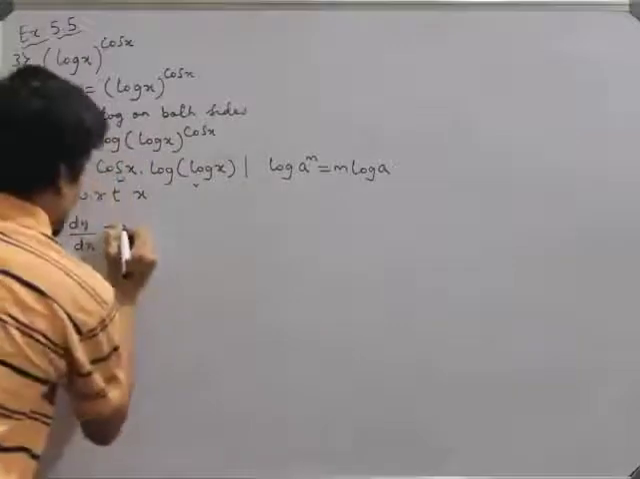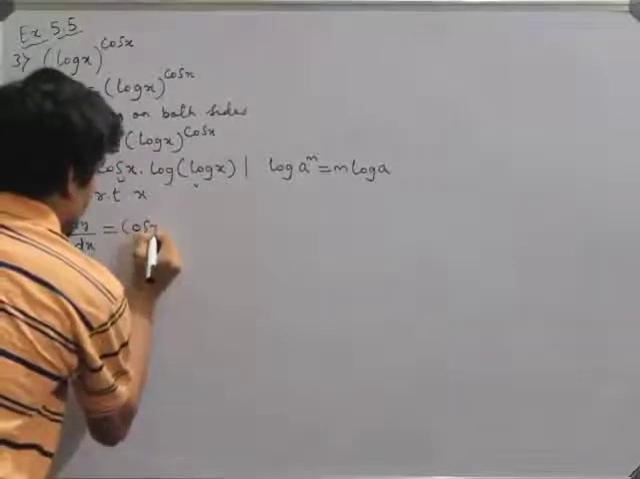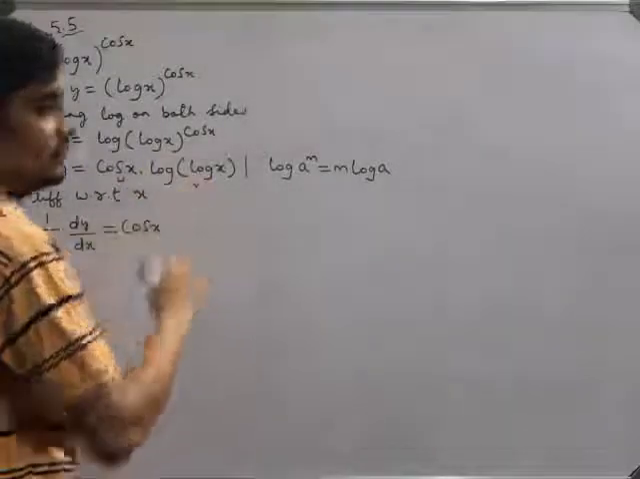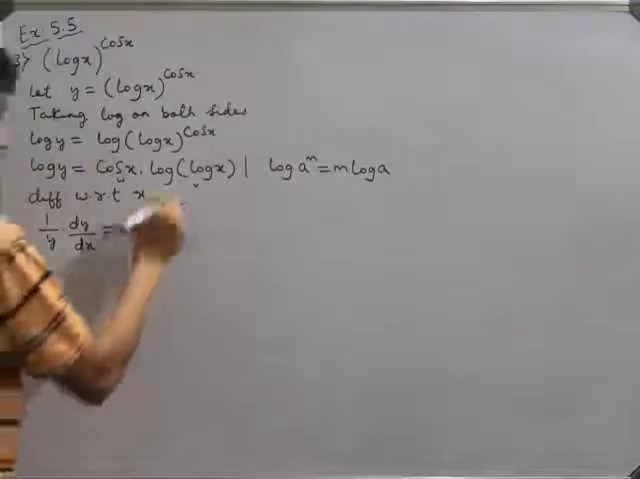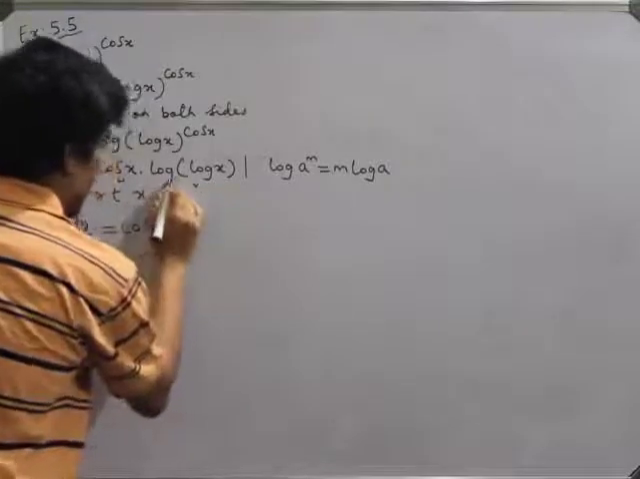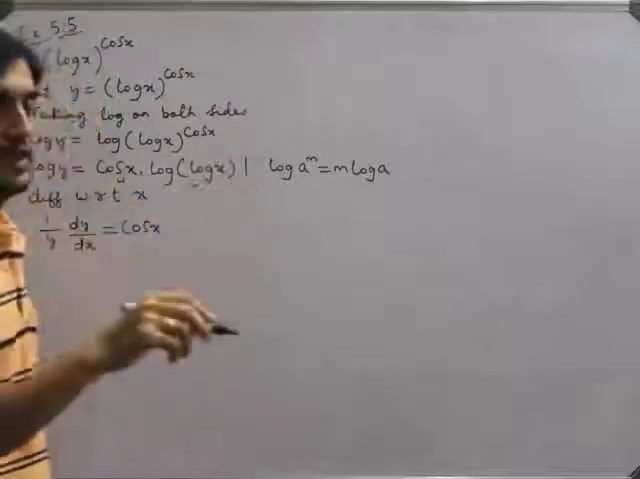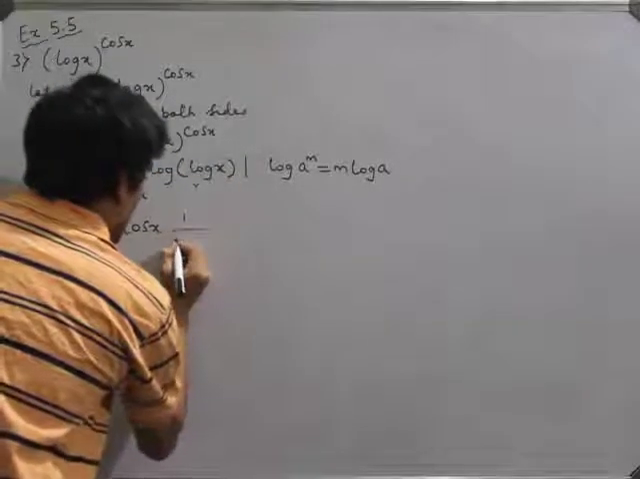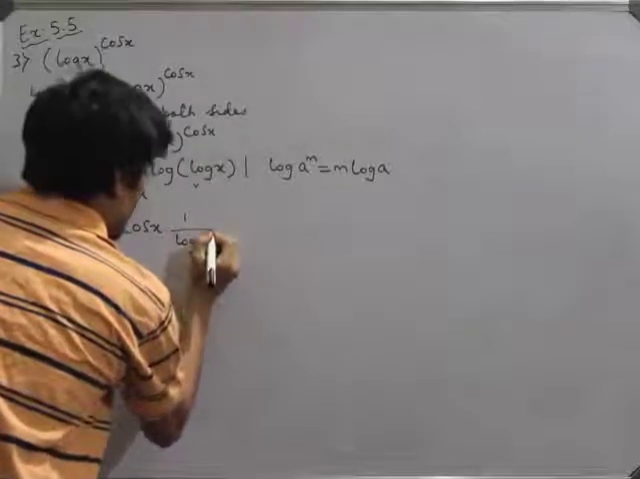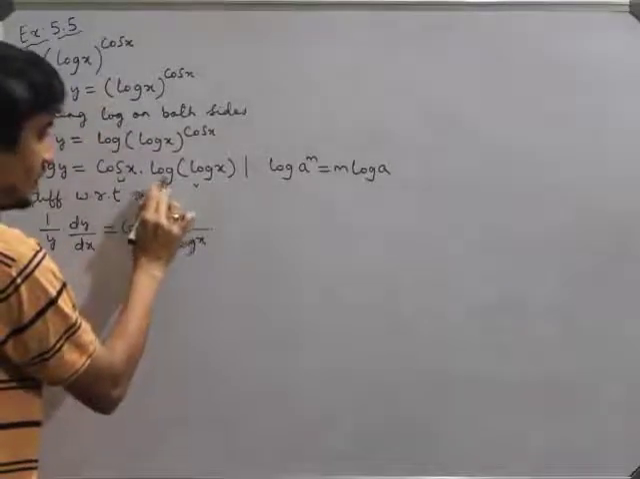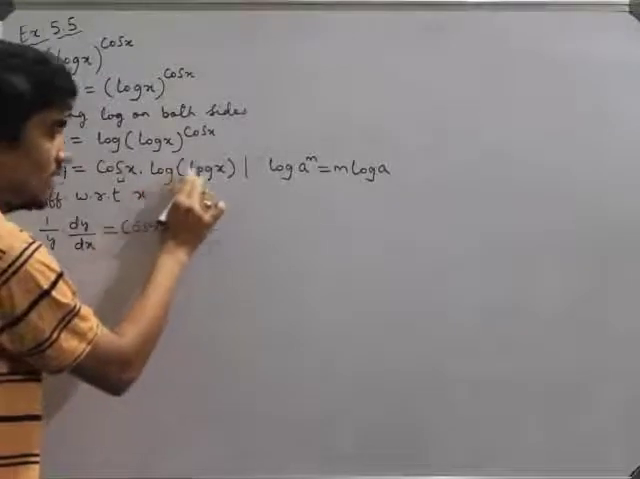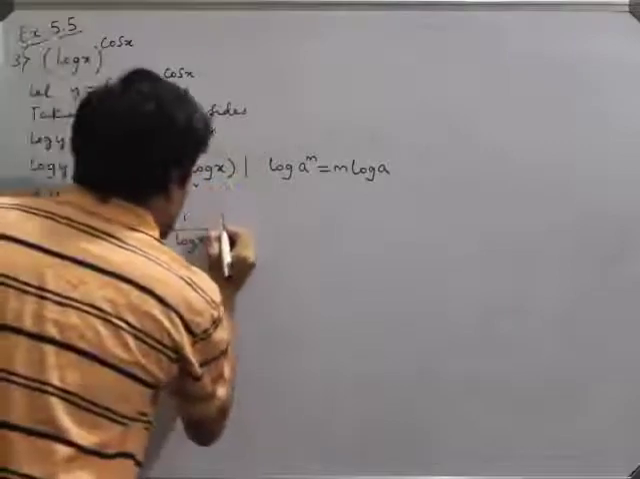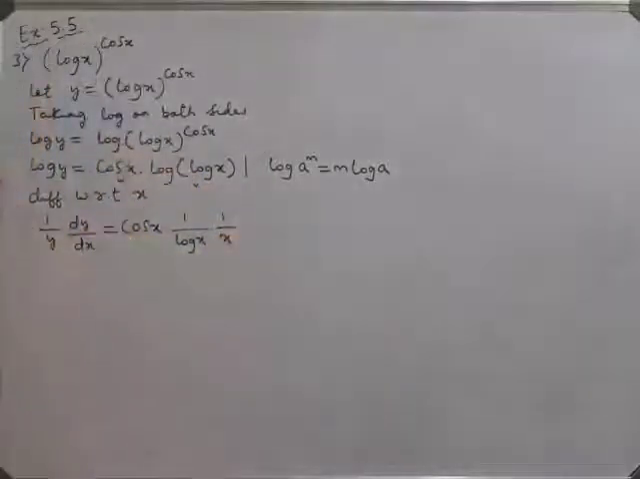So u as it is, cos x, into differentiation of log of log x. This will be, first differentiate log function. So differentiation of log x is 1 by x. In this case we have log of log x, so this will become 1 by log x into, now I have differentiated only the log function. There is another log function, in this case we have log x. So differentiation of log x is 1 by x.